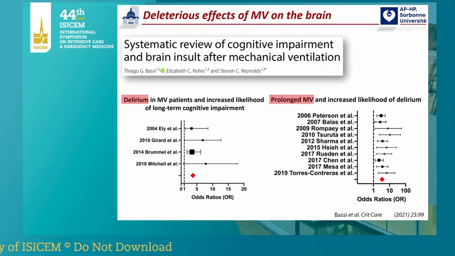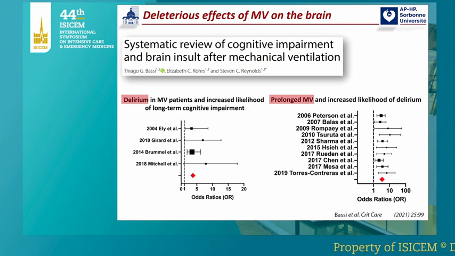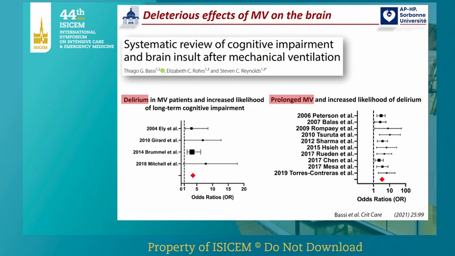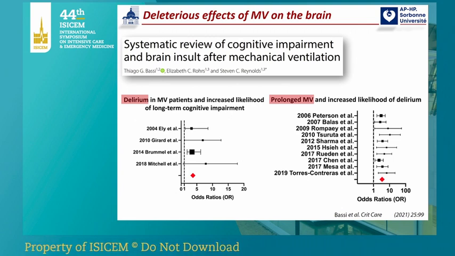So I think to make a long story short, we could start with this publication that clearly reviews the literature and highlighted that delirium is associated with mechanical ventilation, mechanical ventilation-induced delirium in MV patients. This is on the left side of the slide. And you also see that prolonged use of mechanical ventilation is associated with delirium. So clearly, there is some deleterious effect of mechanical ventilation on the brain.